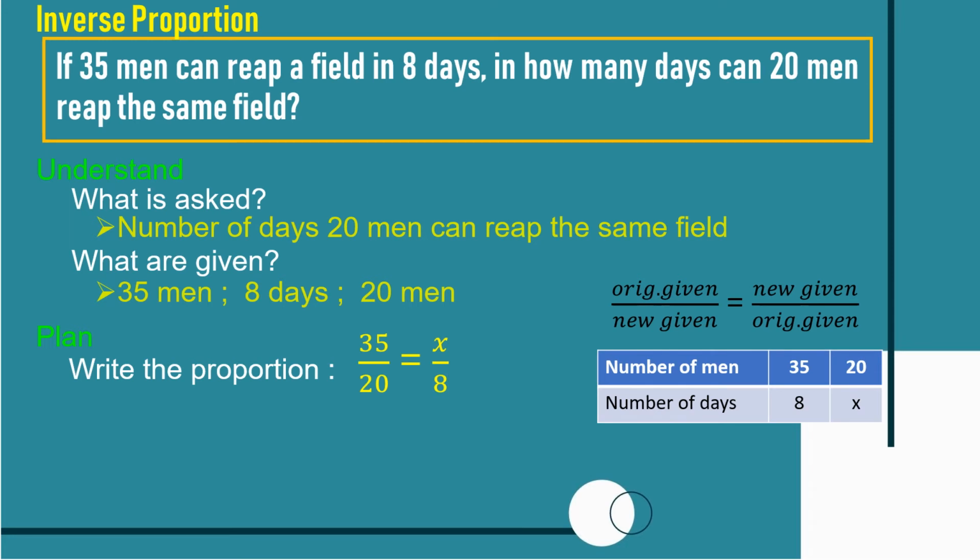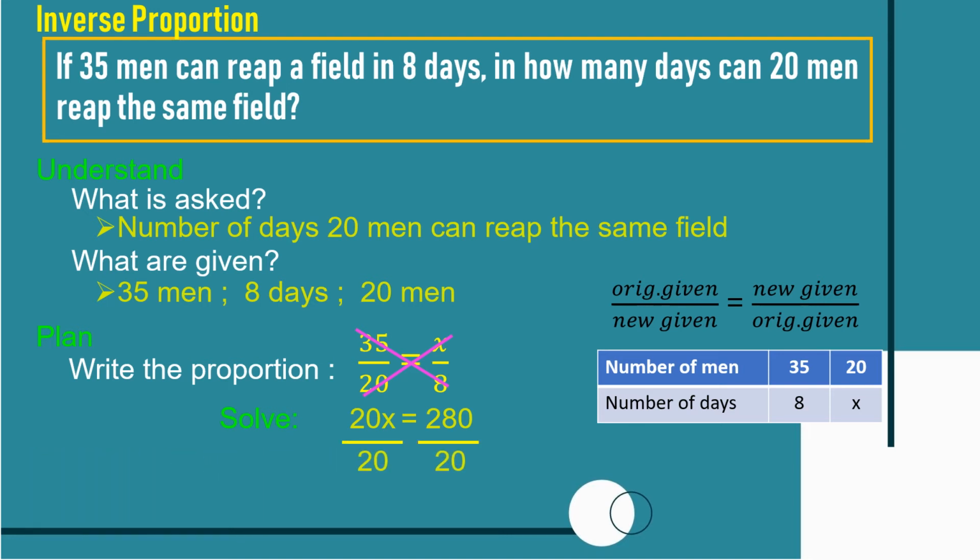Remember that we have to set up our proportion in this manner. Original given is to new given equals new given is to original given. Do not forget also to make a table for easier substitution. So let us solve. Let us cross multiply now. 20 times x is equal to 20x and 35 times 8 is equal to 280.